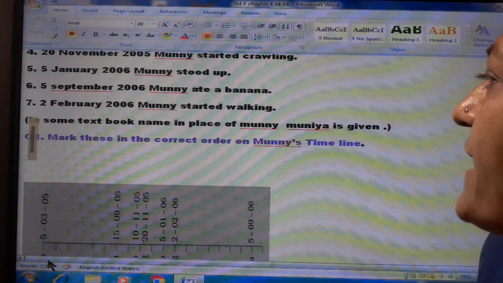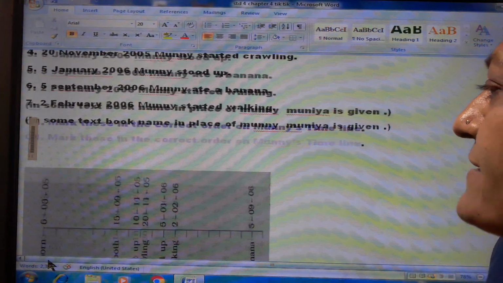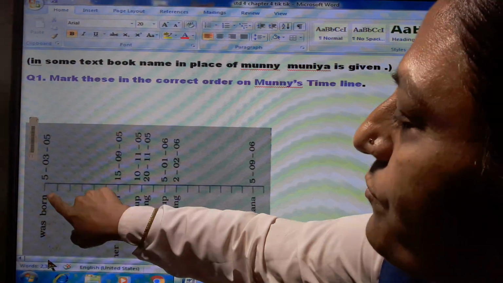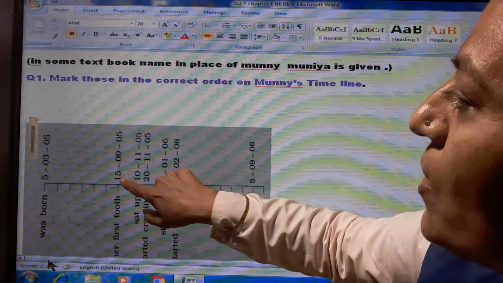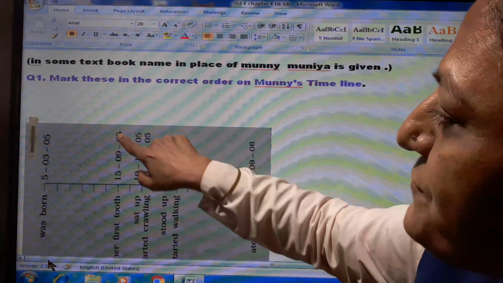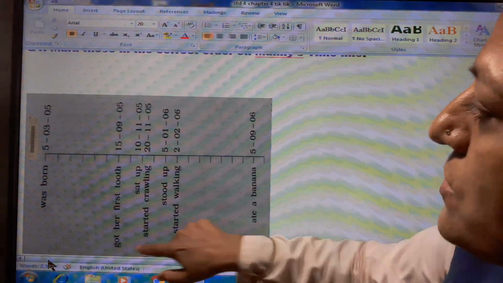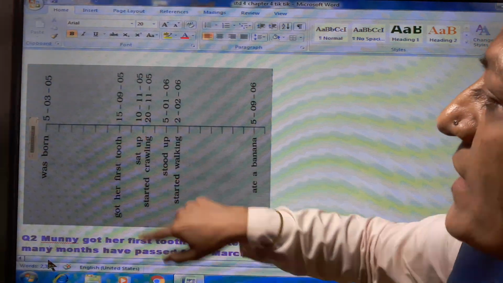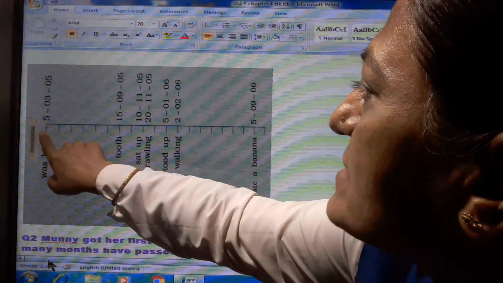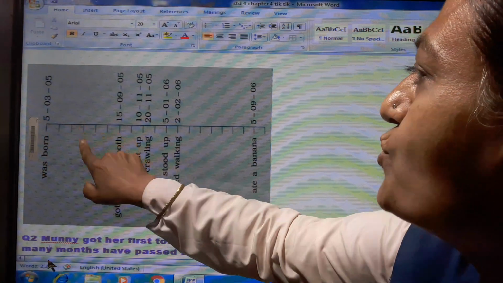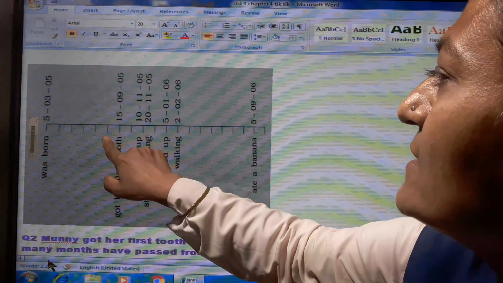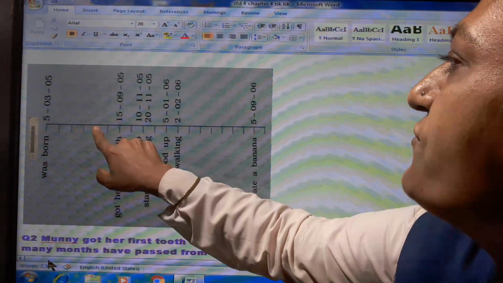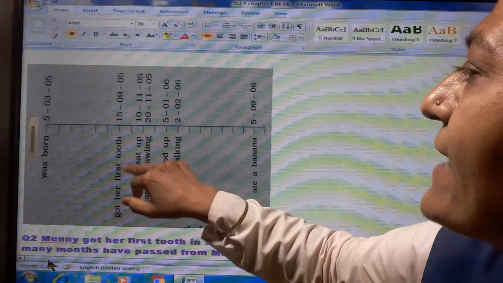Mark this correctly on Munni's timeline. See, here it is given. 5 March 2005, Munni was born. 15 September 2005, she got her first tooth. Afterward, here March is there, then April, May, June, July and August. After 1, 2, 3, 4, 5 and 6 months are there.